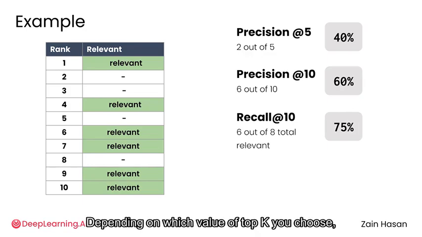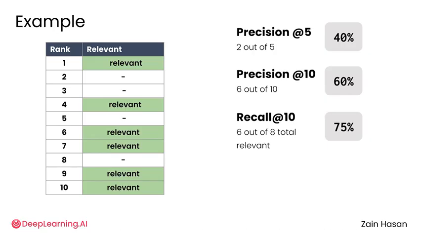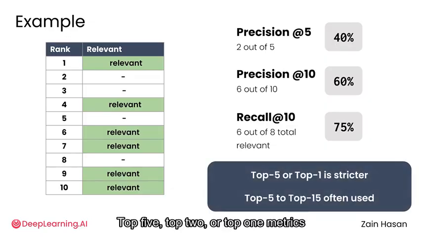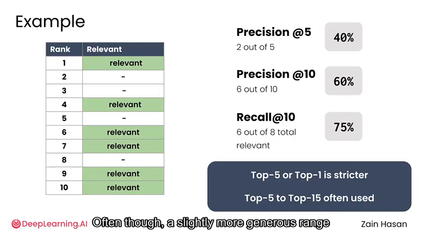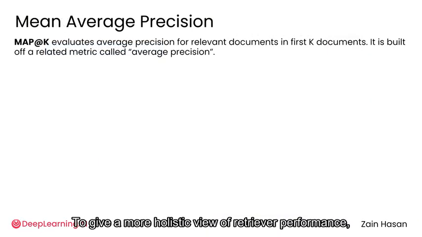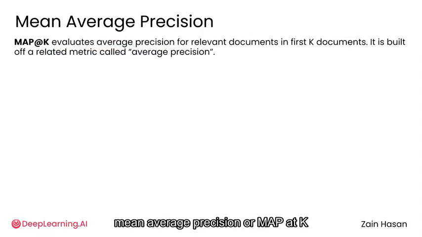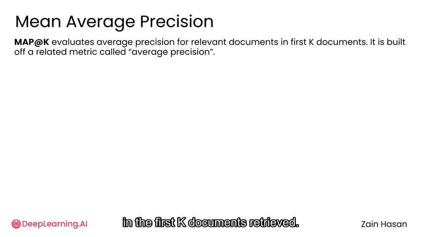Depending on which value of top K you choose, you can quickly produce new precision and recall values. Top 5, top 2, or top 1 metrics can be used when stricter standards are important. Often, though, a slightly more generous range between top 5 and top 15 is used. To give a more holistic view of retriever performance, mean average precision, or MAP at K, evaluates the average precision for relevant documents in the first K documents retrieved.